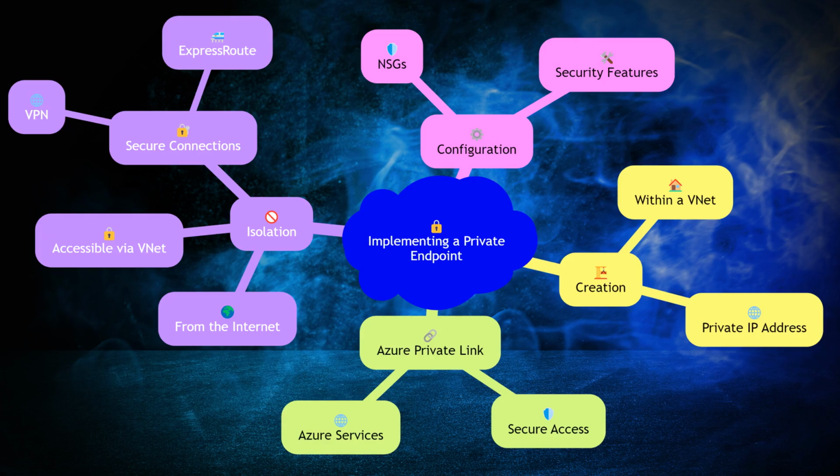Implementing a private endpoint involves creating a resource within a VNet and assigning it a private IP address. Azure Private Link can be used to create private endpoints for Azure services, allowing secure access from within the VNet. This setup ensures that the resource is isolated from the internet and accessible only through the VNet or a secure connection like VPN or ExpressRoute. Proper configuration of NSGs and other security features is crucial to maintaining a secure environment.